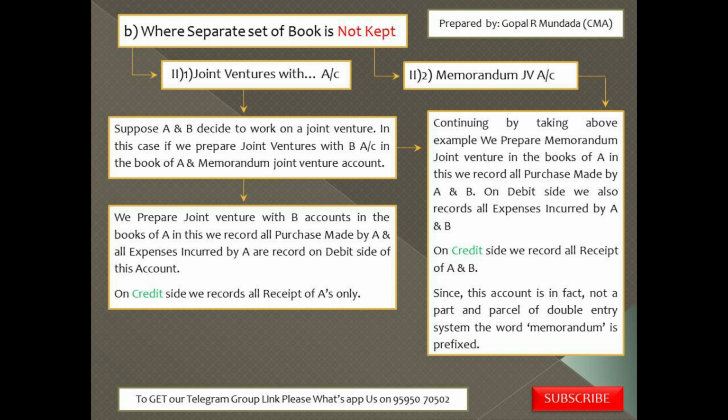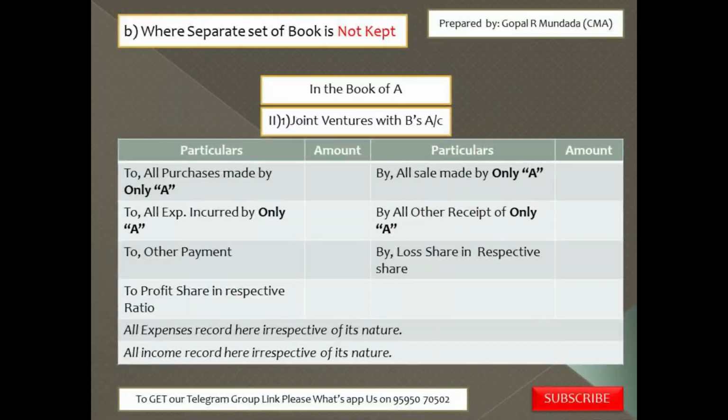So guys, next is where a partial record of the account is maintained. For understanding this we can take an example. Suppose A and B decide to work on a joint venture. In this case, we prepare the joint venture account with B in the book of A and a memorandum joint venture account in the book of A. The joint venture account with B contains the following items.